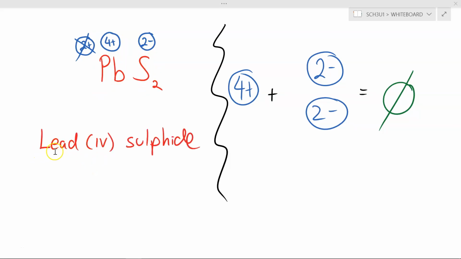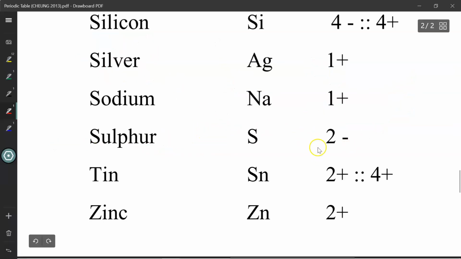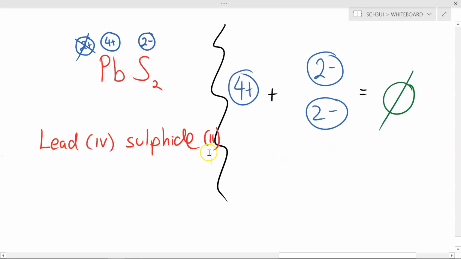So now we can call it lead 4 sulfide. And there's no need for you to tell me it's sulfide 2. That's not necessary because there are no other options for sulfur. So that's not necessary in this case. So we'll take that out.